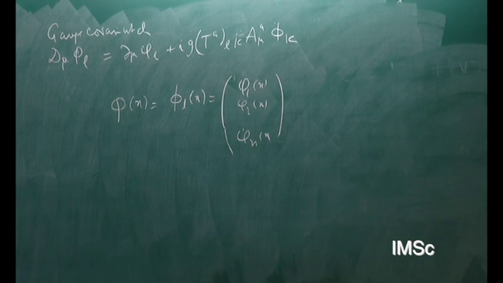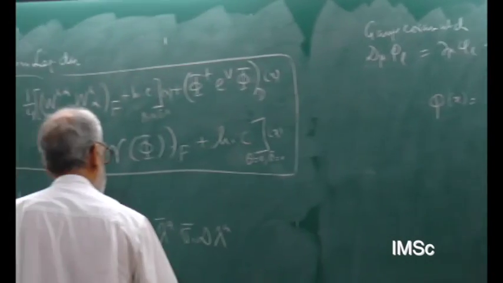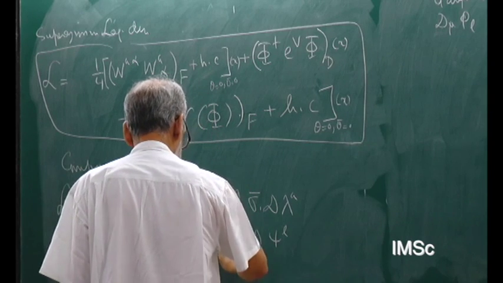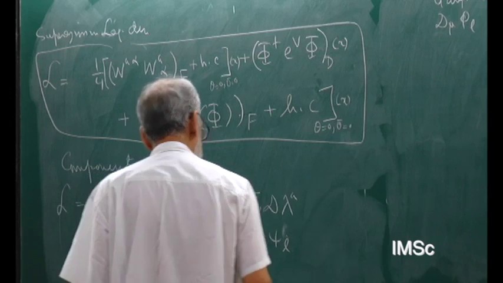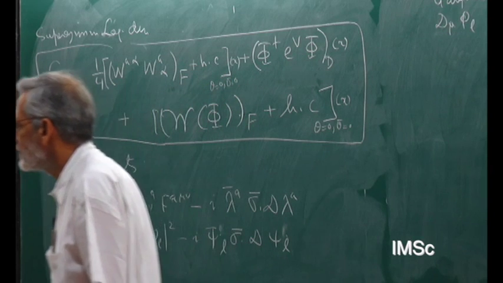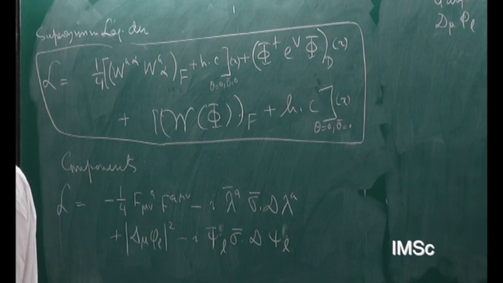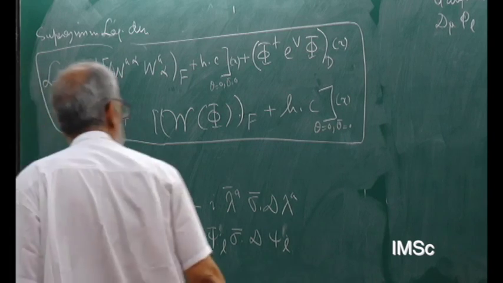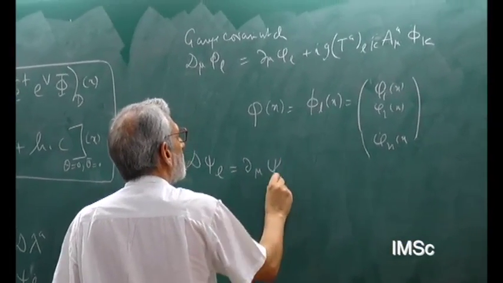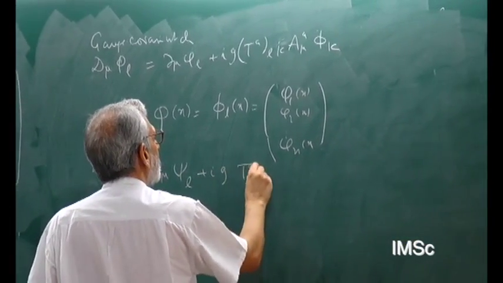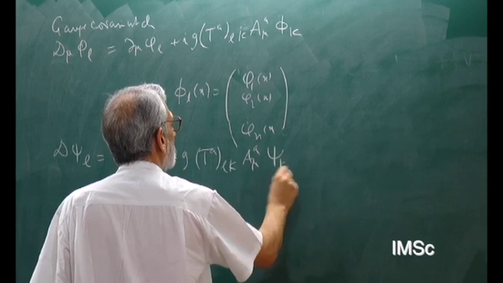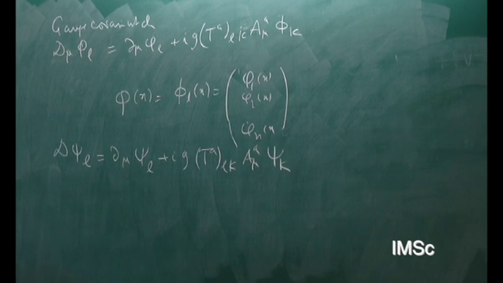Then the fermion piece. Now the covariant derivative on λ we have defined somewhere. Did we define it? There. Because λ is in the adjoint representation, that's how the covariant derivative on λ acts. The covariant derivative on φ we have defined. The covariant derivative of ψ_L is ∂_μ ψ_L plus i g T^A_{LK} A^A_μ ψ_K. So that's this piece.